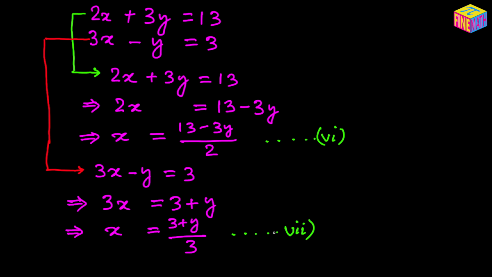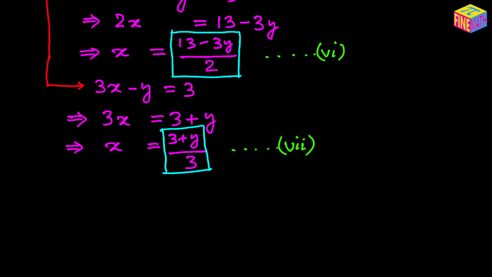If you carefully look at it, you will see that both the equations 6 and 7, they represent the same thing. They represent the value of x, right? Both of them represent the value of x. Let me highlight it. So this quantity right here and this other quantity right here, they both represent the value of x. That means they must be equal. That's the whole idea of the comparison method, that because they both represent the value of x, they must be equal. So we are now going to equate them.